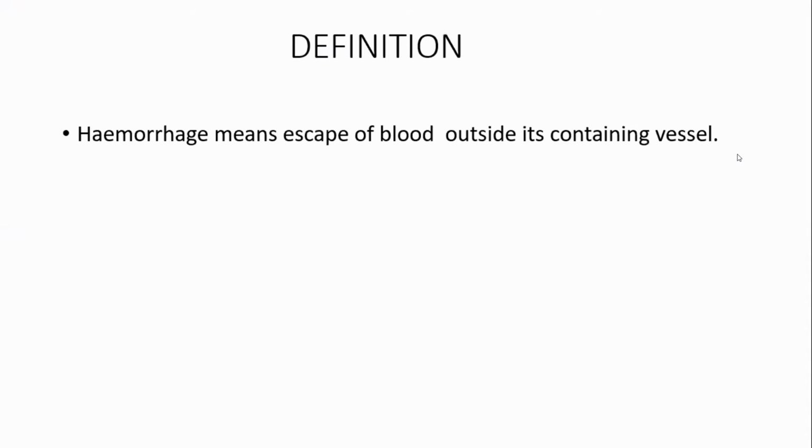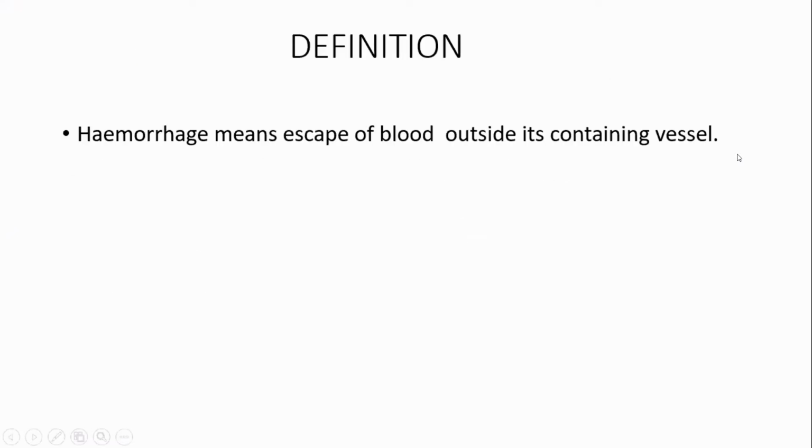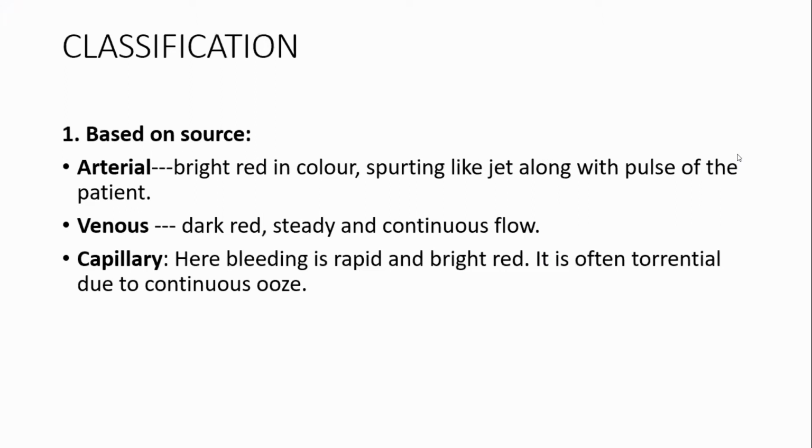Hemorrhage basically means escape of blood outside from the vessel. Vessels means blood vessels or veins, or even from the heart. If there is a trauma to the heart, if there is exsanguination of blood from the heart, it is also part of hemorrhage. So how do we classify hemorrhage?